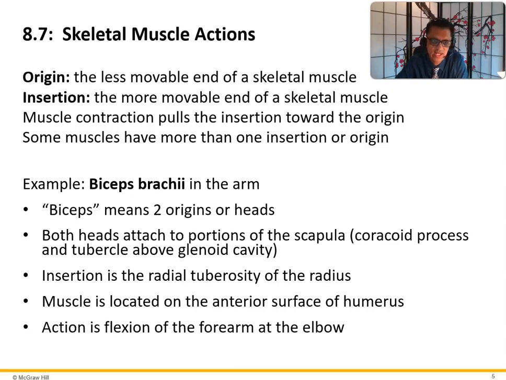So biceps means two origins or heads. Both heads attach to portions of the scapula, the coracoid process, and the tubercle groove. Insertion is the radial tuberosity of the radius. Muscle located on the anterior surface of the humerus. And action is flexion of the forearm. Remember, arm, forearm at the elbow.